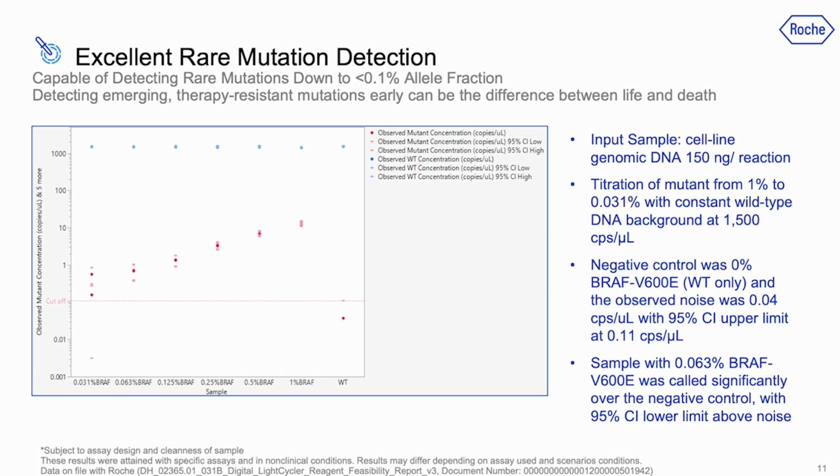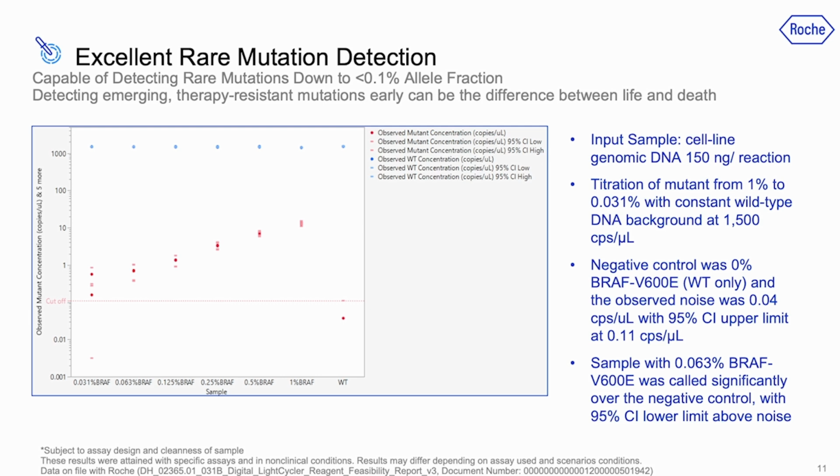Focusing on the wild type in particular, what I'd like to showcase is that we observed noise in the system with the 95% confidence interval upper limit set at 0.11 copies per microliter, which is denoted by this dashed line here. And that was used to establish the cutoff. So anything that exceeds the cutoff established by the wild type, which did not have any mutant, would effectively be called above noise. That's what we want to showcase here.